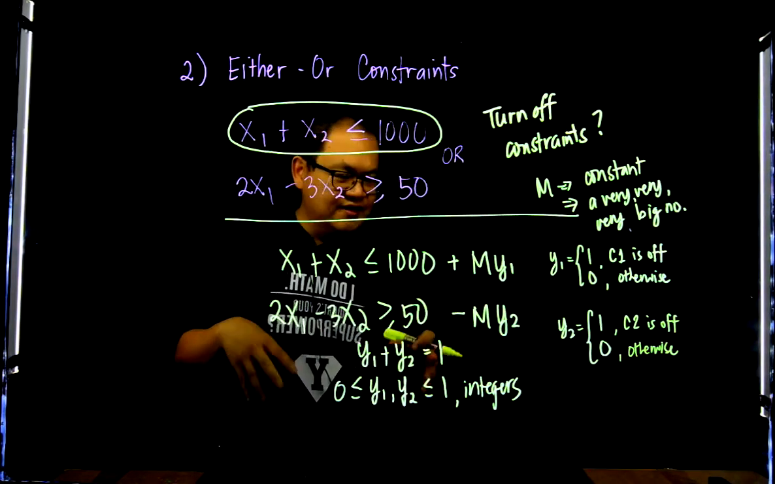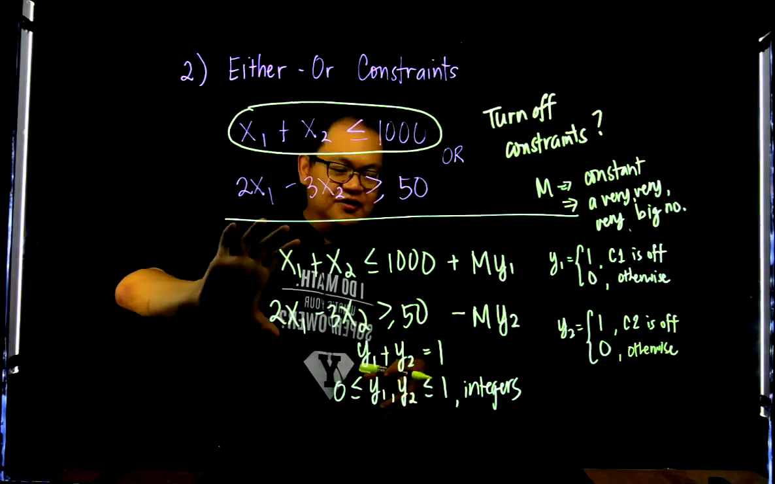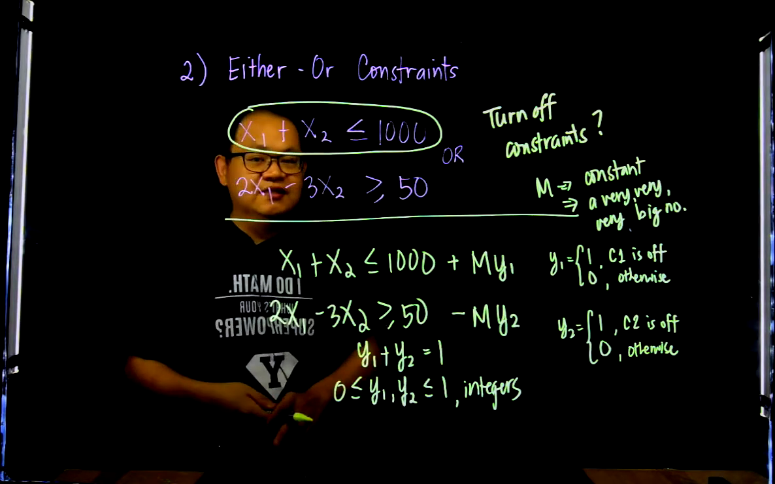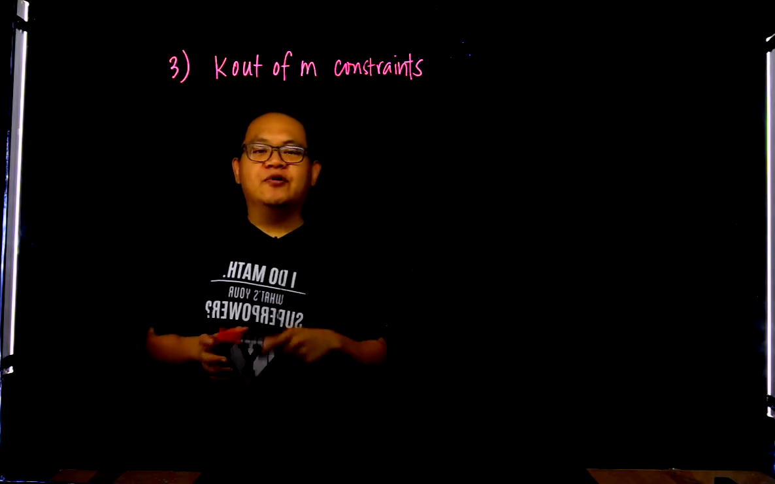Thus, what we have is an either-or constraint in a linear fashion. So as you can see, looking at the resulting model, it is linear. Now, for number 3, we will be discussing K out of M constraints.